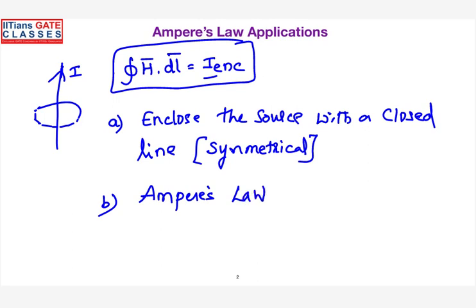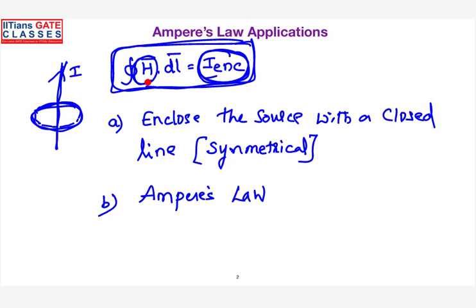So if you have any current carrying element, that element has to be enclosed with a closed line. That is the first step, and that line has to be symmetrical. And the second thing, you can apply Ampere's law to find the magnetic field intensity. Why? Because you can see the equation here. If the current is known, you can easily define the magnetic field intensity. Or if you want to go the conventional way, you have to make use of Biot-Savart's law.